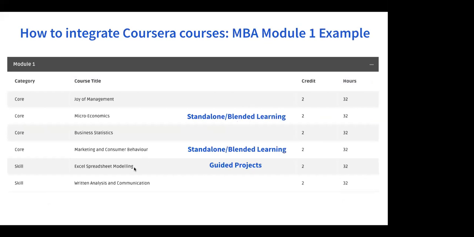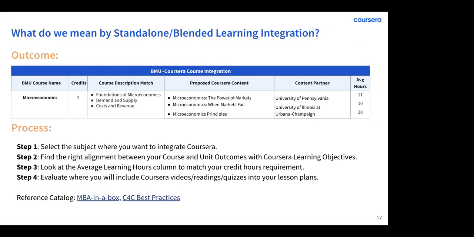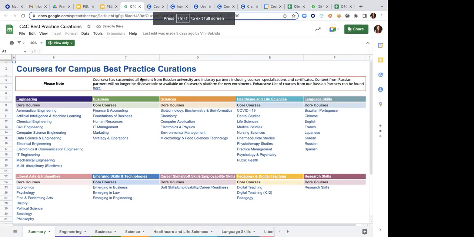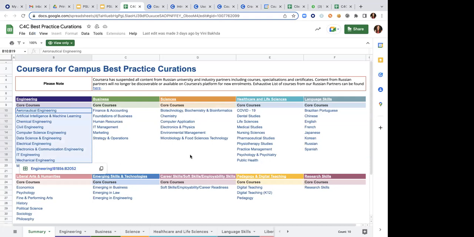And for a topic like Excel spreadsheet, we do have a couple of guided projects on Excel spreadsheet. So while you are teaching Excel spreadsheet at your campus, you can also recommend some guided projects to your students so that they can practice the same tool on the Coursera platform. So of course, different faculty members have different methodologies of finding the right courses, but we have all of these resources where we have already divided the courses based on the different academic disciplines, like engineering, business, sciences, healthcare, language.